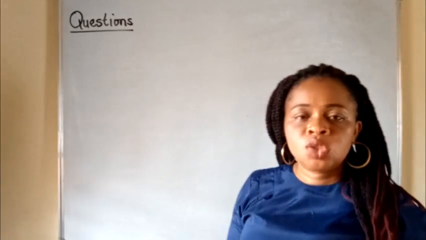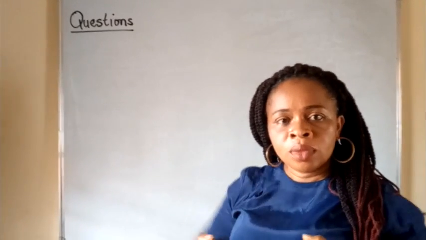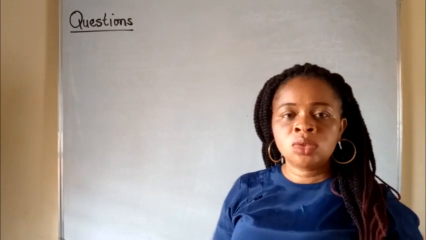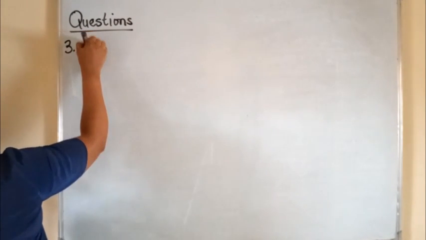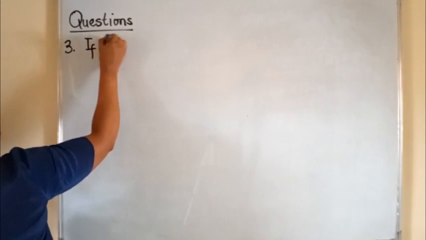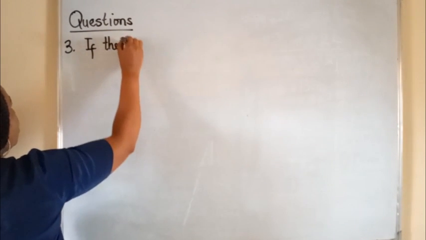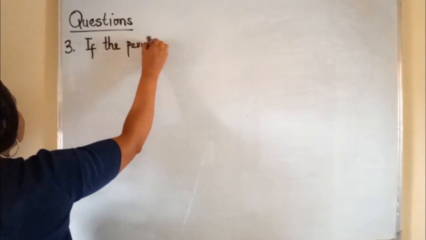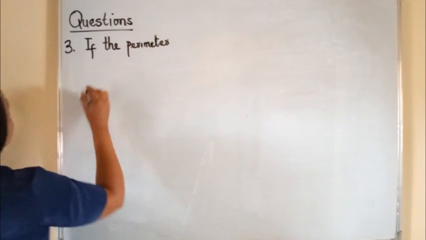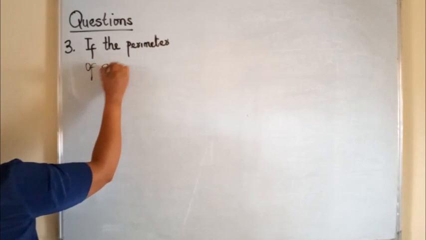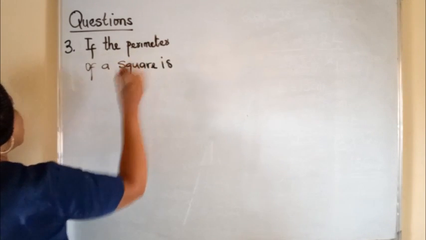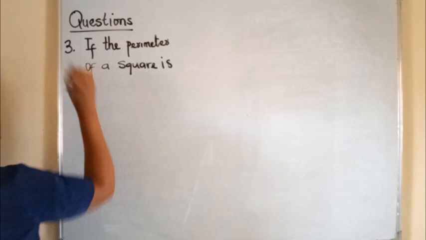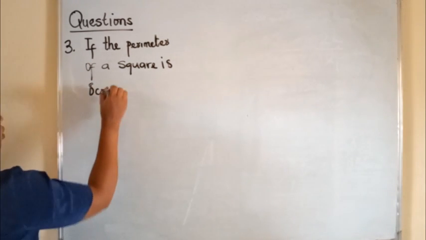Let's look at the square. How we can solve questions on squares. Let's look at it this way. Let's call it question number 3. If the perimeter of a square is 8 centimeter, full stop.